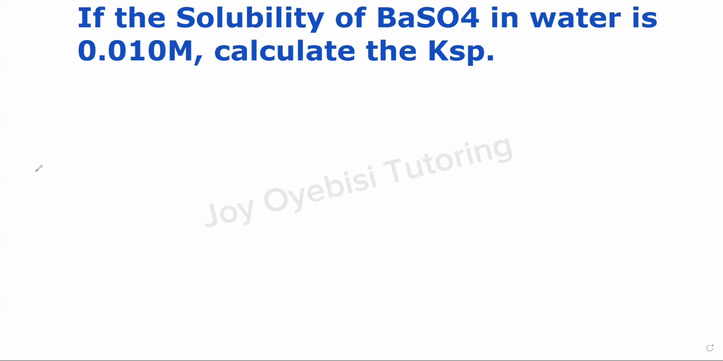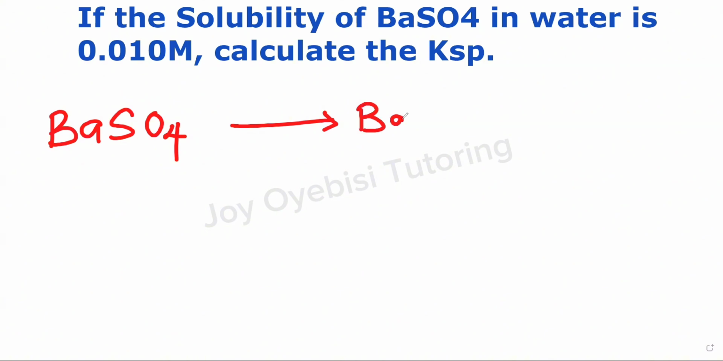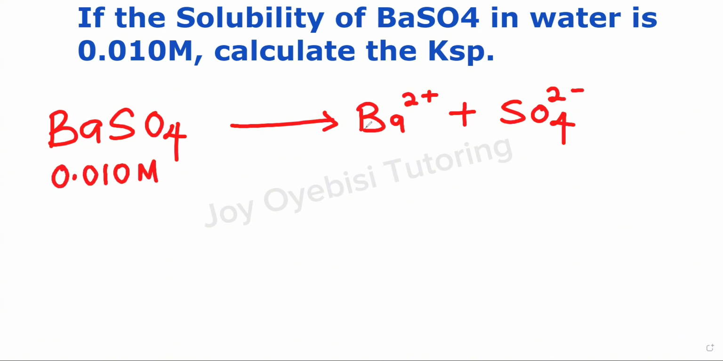The first thing we do is to write out the dissolution equation, which is BaSO4. Now, when this is dissolved in water, it's going to give us the ions. So Ba is in group 2, so it has a positive 2 charge. SO4, a polyatomic ion that has a 2 negative charge. This is the dissolution equation. Now, if the solubility of BaSO4 is 0.010 molar, then since this is a 1-to-1 ratio and also this is a 1-to-1 ratio, they will both have the same solubility.